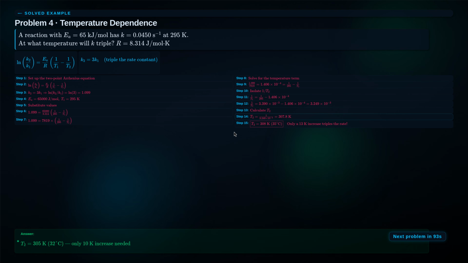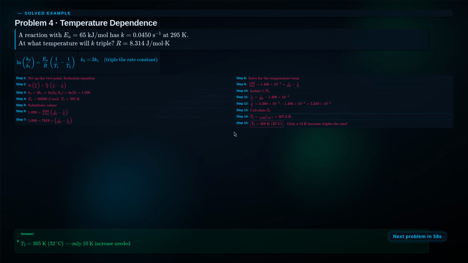k2 is 3 times k1, so natural log of 3 equals 1.099. E_A equals 65,000 joules per mole. T1 equals 295 Kelvin. Substituting, 1.099 equals 65,000 over 8.314 times 1 over 295 minus 1 over T2. 1.099 divided by 7,819 equals 1.406 times 10 to the minus 4.